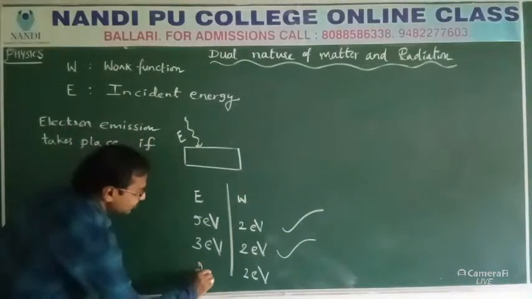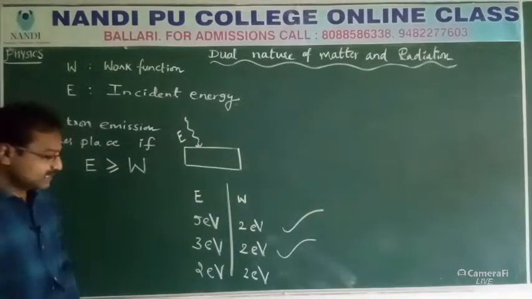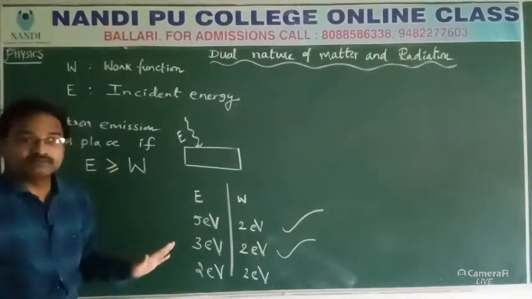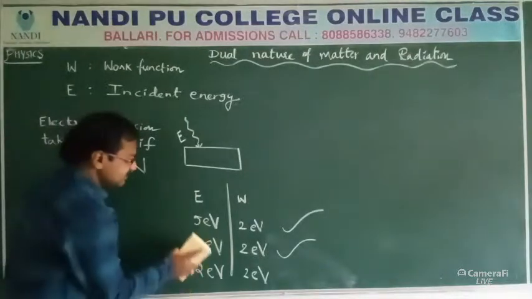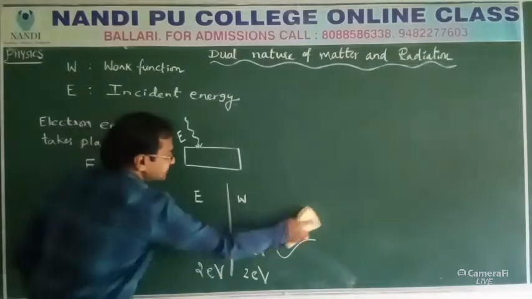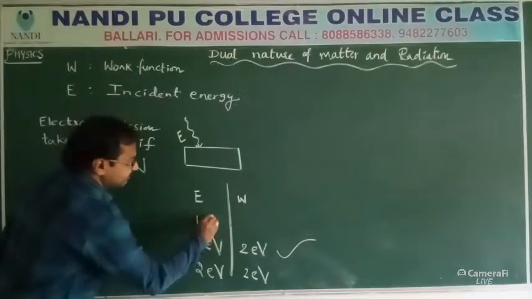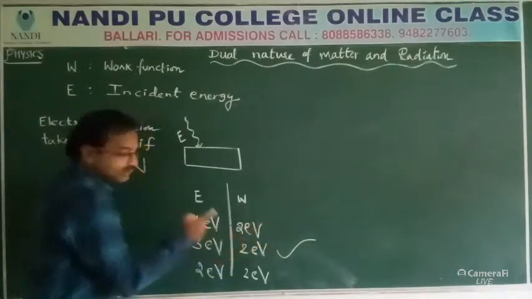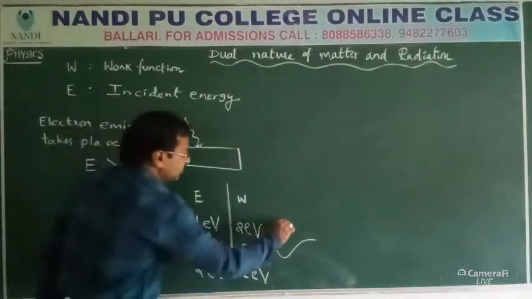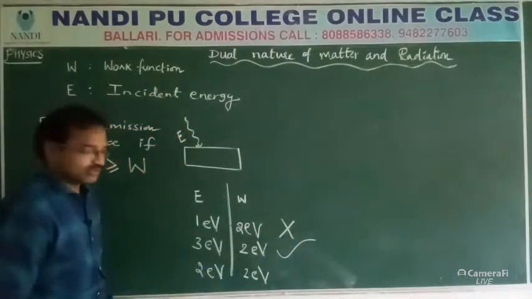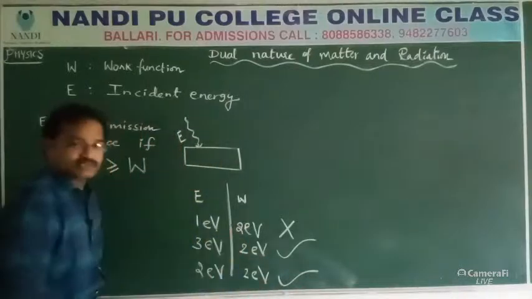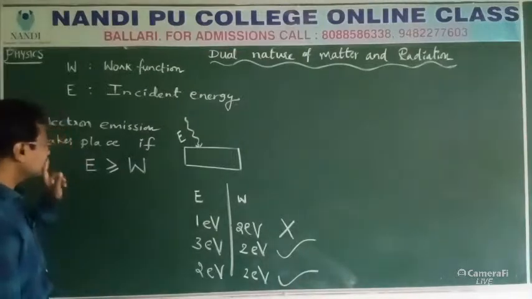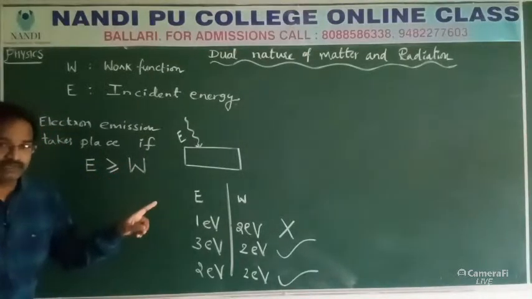Yes or no? Now 2 eV. It requires 2 eV for just emission. So no problem. Now if 1 eV is incident, and 2 eV is work function, then electron emission does not take place. So what is the condition for emission of electrons? At least E greater than or equal to W.